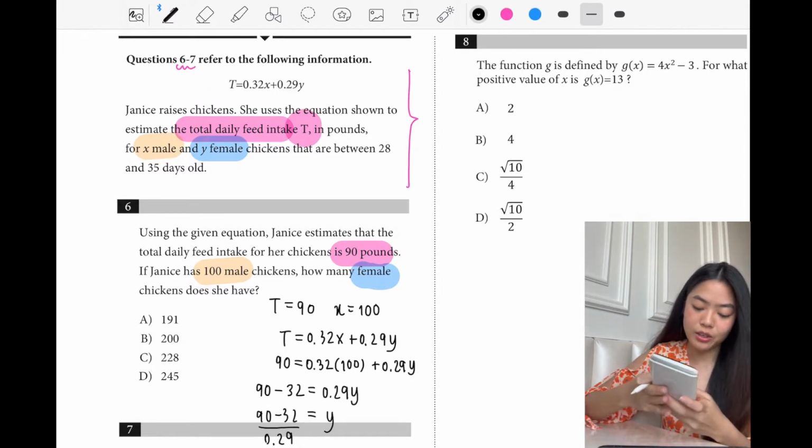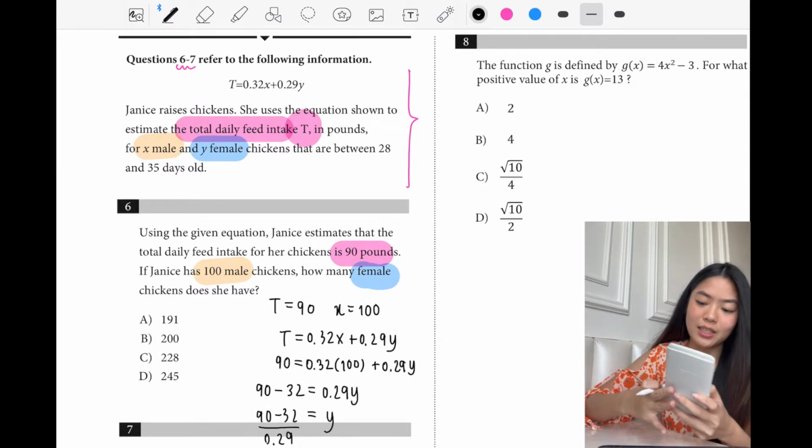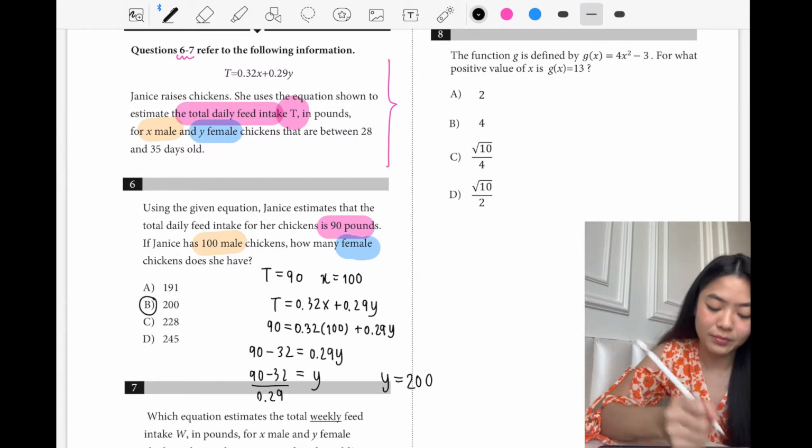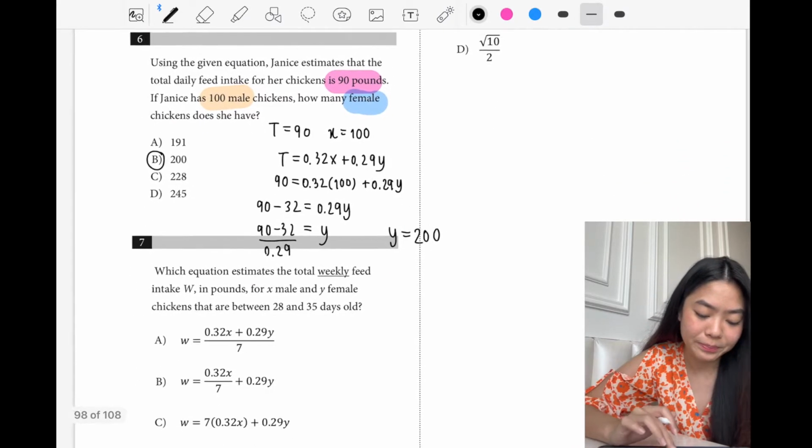Okay, so I'm going to do this, and the answer will be y equal to 200. Okay, and the answer would be B.